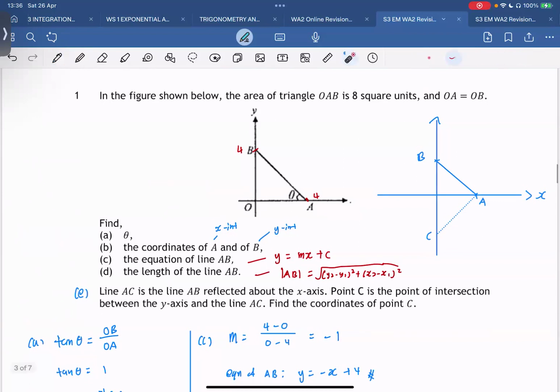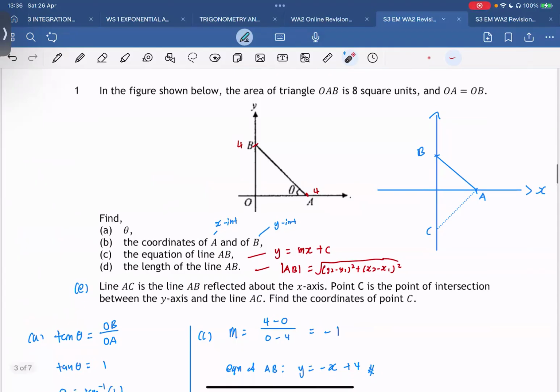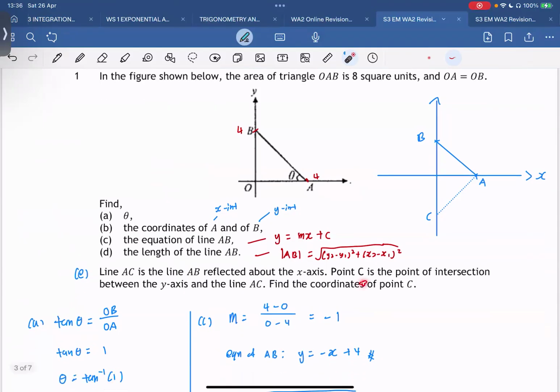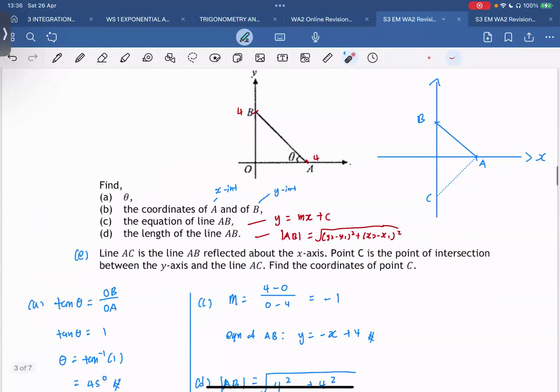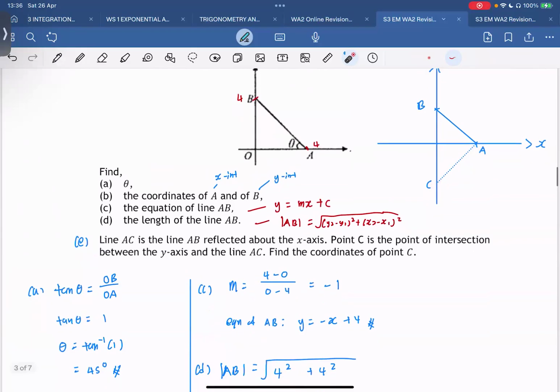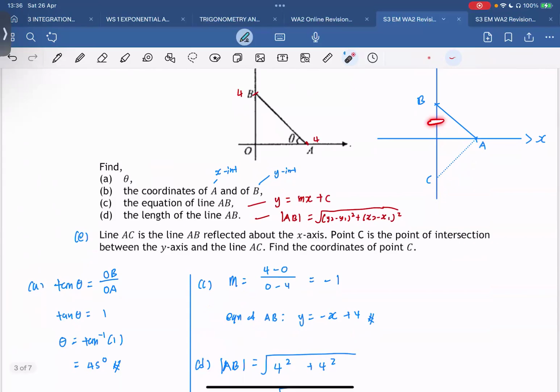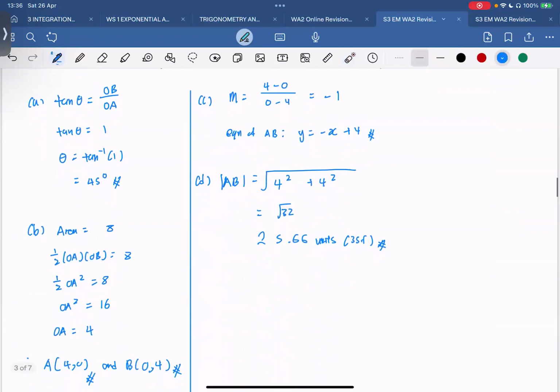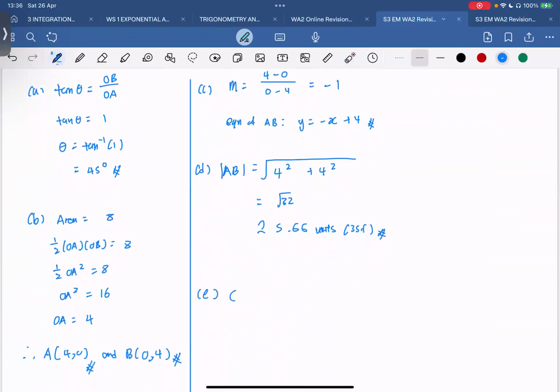And since this is a reflection, this distance OC must be the same as the distance OB. We know that point C is the point of intersection between the y-axis and line AC. So now we want to find the coordinates of point C. Since we already know that in a reflection this distance and this distance are the same, that means over here must be -4. So part E is very simple. We can just state C as (0, -4).